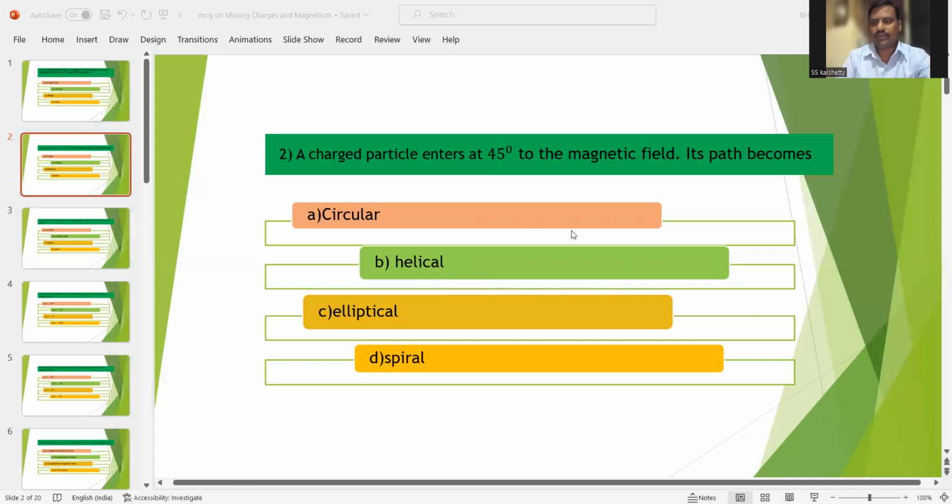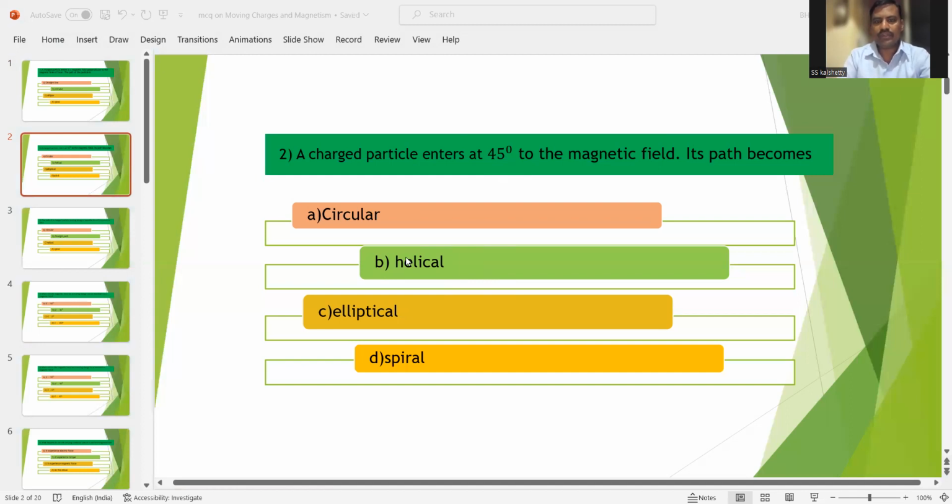Now the options. First is circular, not like that, and B is helical, this is the right answer. C is elliptical and D is spiral. You remember, when a charged particle enters the magnetic field at an angle greater than 0 and less than 90 degrees, whatever the angle, either 35, 40, 45, 50, 60, the charged particle takes a helical path. So option B is the right answer.